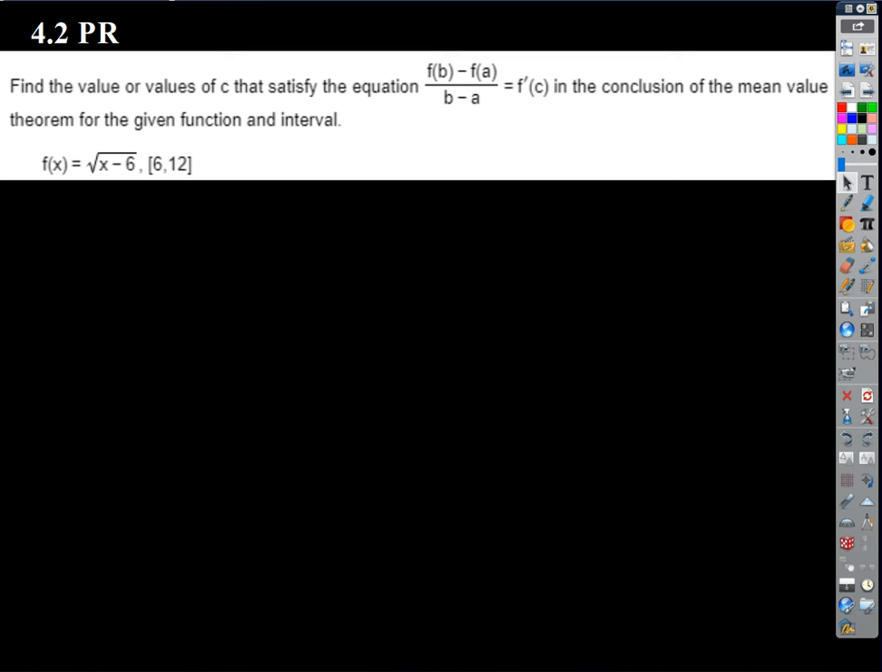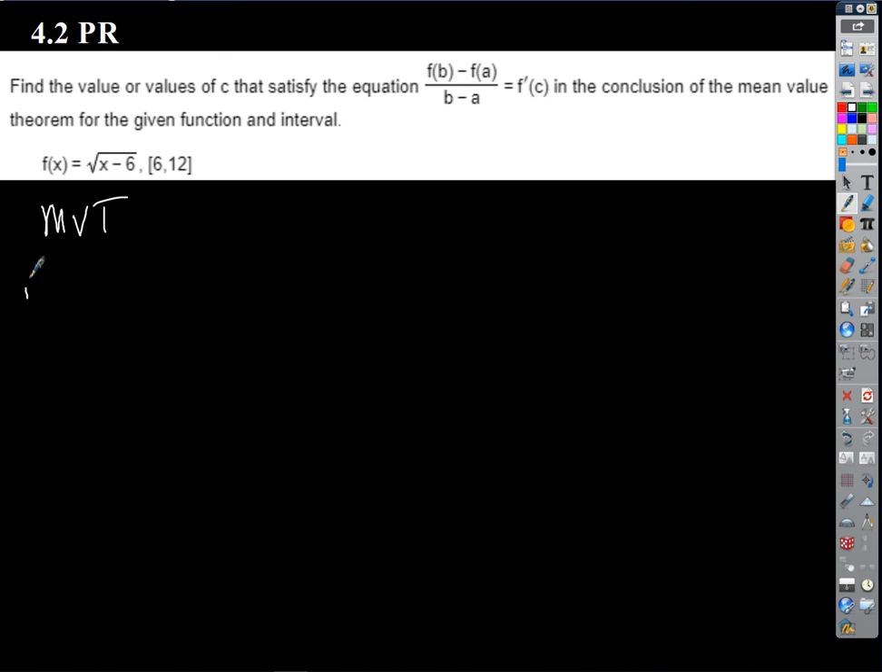Find the value or values of c that satisfy the conclusion of the mean value theorem for the given function and interval. So let's review the mean value theorem. Mean value theorem says what? If a function is smooth, so if it's continuous and differentiable on an interval. If we break that into parts, in calculus, MVT just means mean value theorem. That's the way it'll probably be in college.